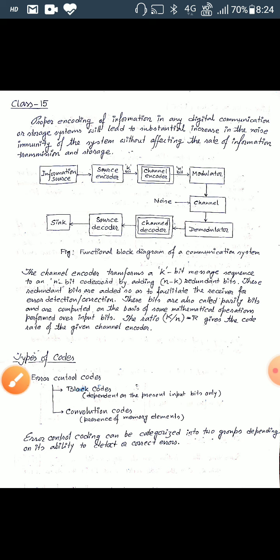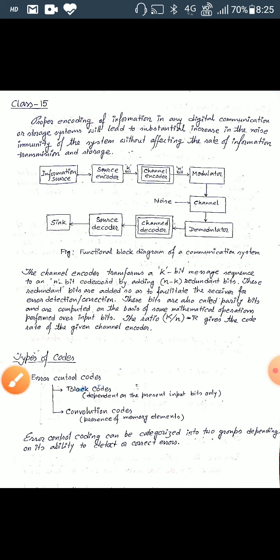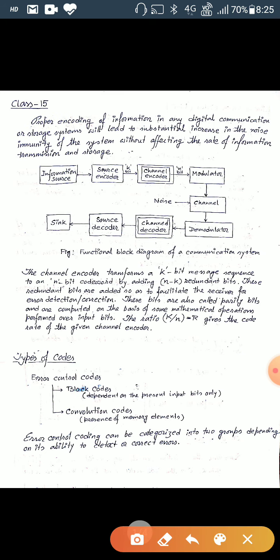So if we recheck, at the information side there is basically an analog signal. It is converted into digital form by the source encoder, and that is the message signal in k-bit form. That k-bit message signal is converted into the n-bit code word form. And whatever type of modulation you choose for the communication, that modulation is done using the n-bit code word signal.